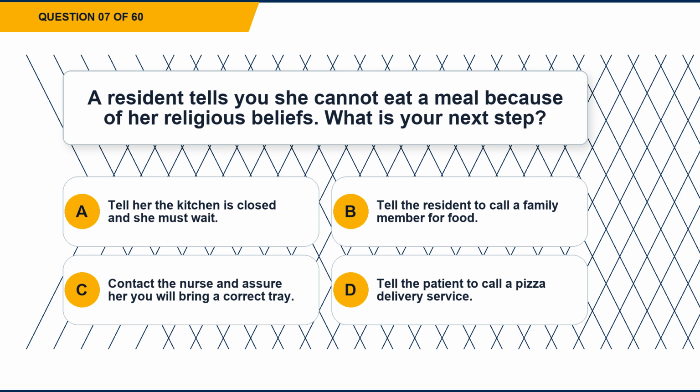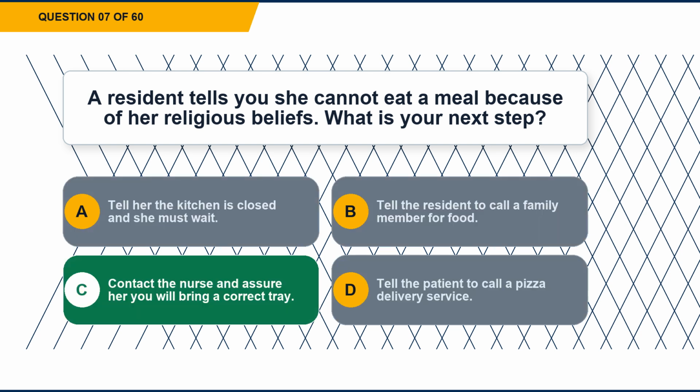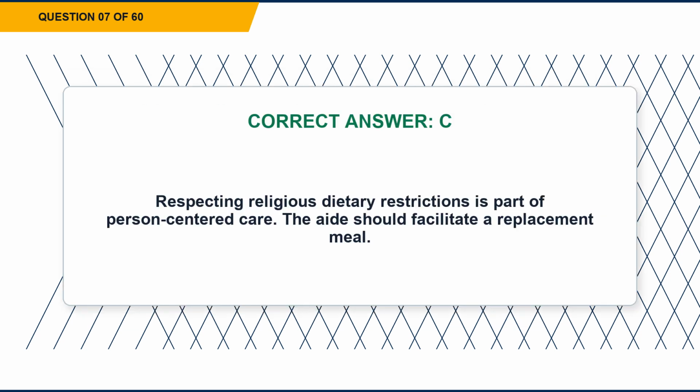Question 7. A resident tells you she cannot eat a meal because of her religious beliefs. What is your next step? Option A. Tell her the kitchen is closed and she must wait. Option B. Tell the resident to call a family member for food. Option C. Contact the nurse and assure her you will bring a correct tray. Option D. Tell the patient to call a pizza delivery service. The correct answer is option C. Contact the nurse and assure her you will bring a correct tray. Explanation. Respecting religious dietary restrictions is part of person-centered care. The aide should facilitate a replacement meal.